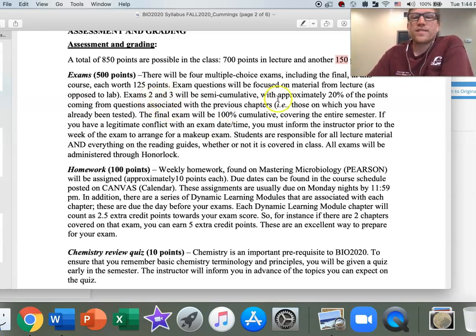Exams 2 and 3 are semi-cumulative, meaning about 20% of the points will come from questions of older material, and the other 80% will be the newest material. When we get to the final, though, the final is all cumulative. So you've really got to make sure you retain this information so that when the final exam rolls around, you're just reviewing, you're not learning it all over again or learning it for the first time.